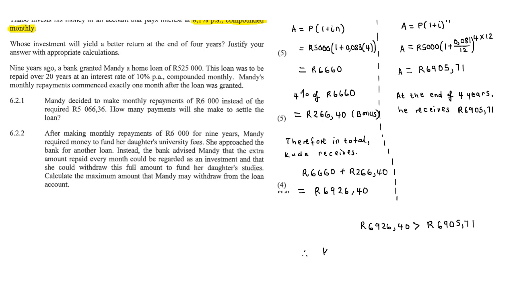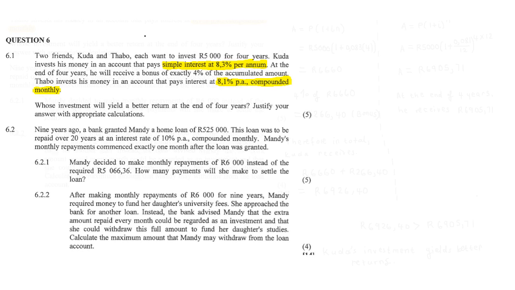So Kuda's investment yields better returns, because at the end of the day, he receives more money. You might look at it and say it's not that much of a difference, but nevertheless, he receives more money. Okay, so on to question 6.2.